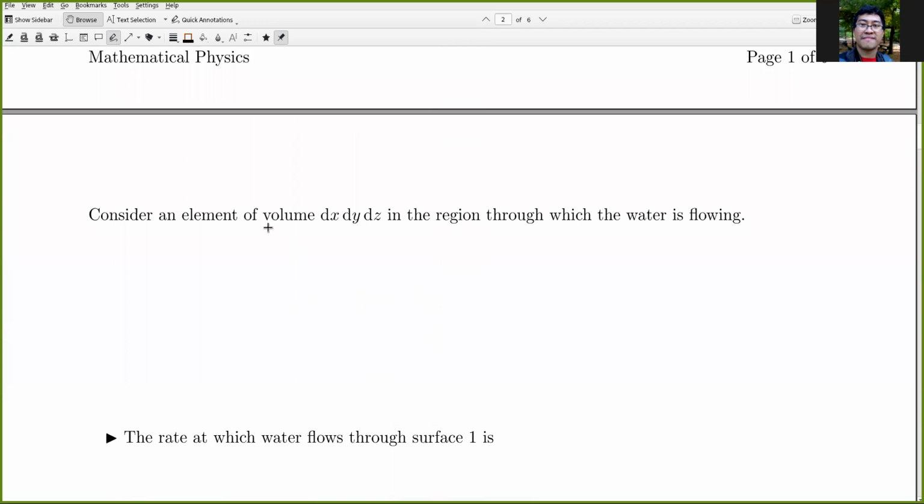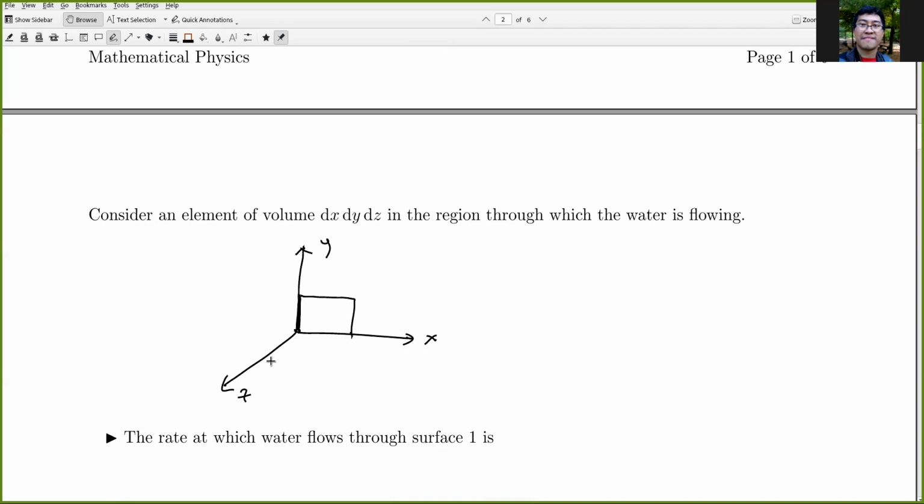Now let us consider an element volume dx dy dz in the region through which water is flowing. Let's consider this coordinate system. This is the x-axis, y-axis, and z-axis. And suppose this volume element is a box whose one corner is at the origin and the other sides are, let me draw this properly.